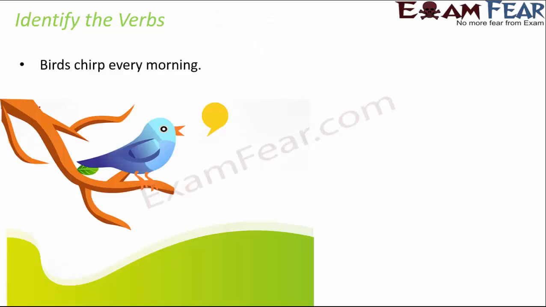Next one, birds chirp every morning. So here the verb is chirp. Now birds are the subject. So if you ask a question, bird chirps what? Do you get an answer? No. Bird chirps whom? Do you get an answer? No. So that means there are no objects. So therefore, this is intransitive verb.